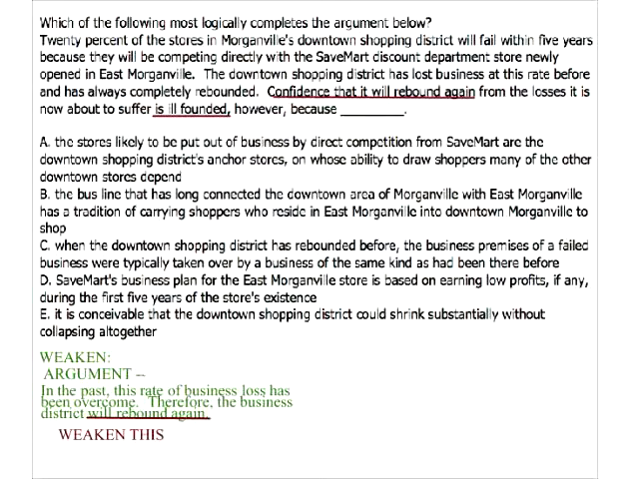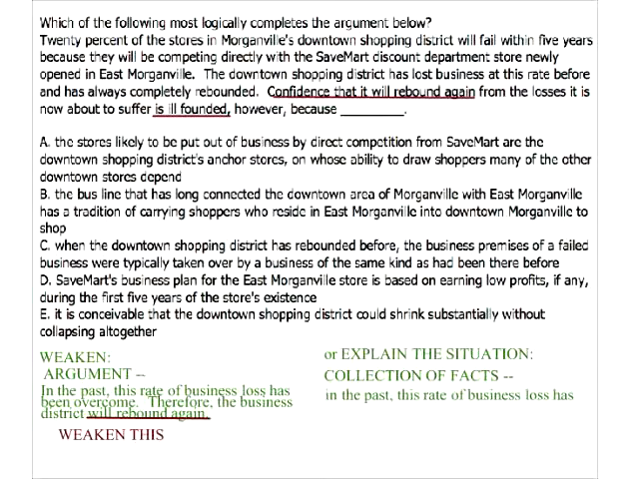Or you can think about it as explain the situation. In this case, it's just a collection of facts. In the past, this rate of business loss has been tolerated and overcome. However, this time, it is unlikely to be overcome. So you need to explain this. So in either one of these cases, again, it's two different ways of thinking about it.